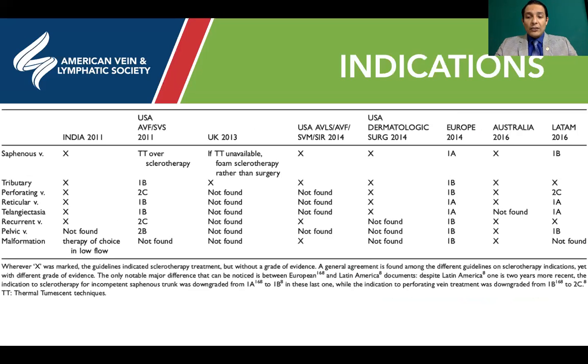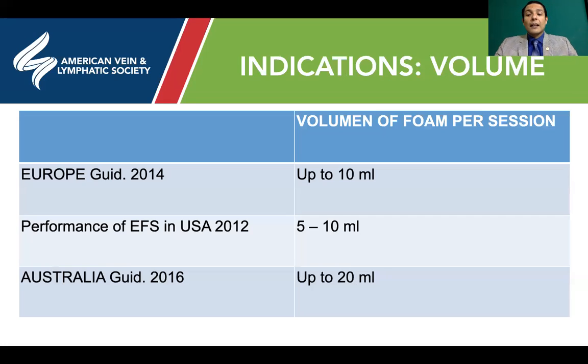We start with indications. The most important thing to point out is that there is no limitation for sclerotherapy. That is undisputed. General agreement is reported in different continents' guidelines regarding indications for sclerotherapy. There is consensus for the treatment of an incompetent saphenous vein, tributary varicose veins, and many others. However, a discrepancy among guidelines is the maximum recommended sclerosant foam volume per session, 10 ml for the European guidelines and 20 ml for the Australian guidelines.